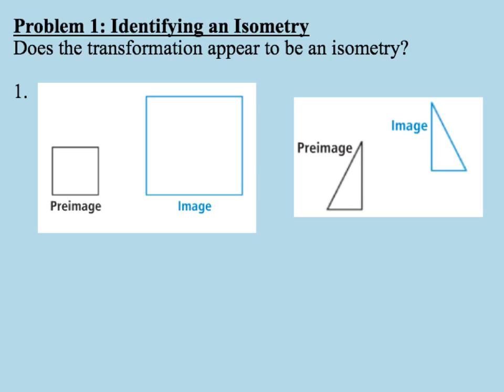So looking at these two pictures, my pre-image and image, I would say this one is not isometry, and this one would be yes. Because even though it flipped from the pre-image to the image, they are still congruent. They're still going to be the same shape.